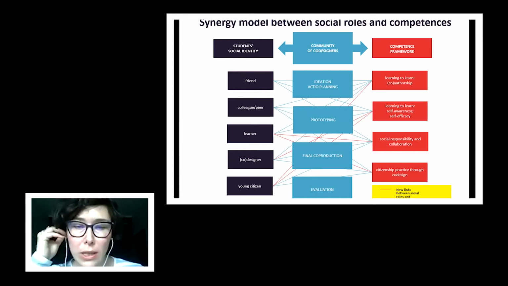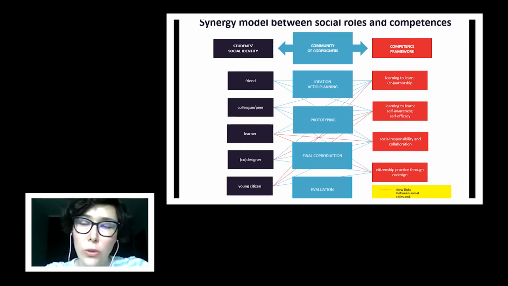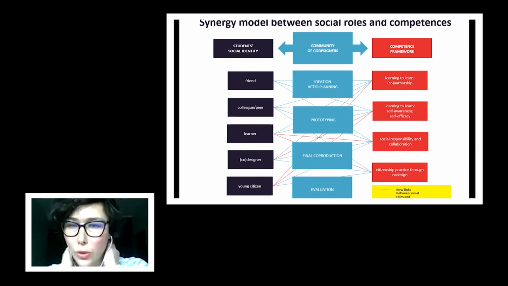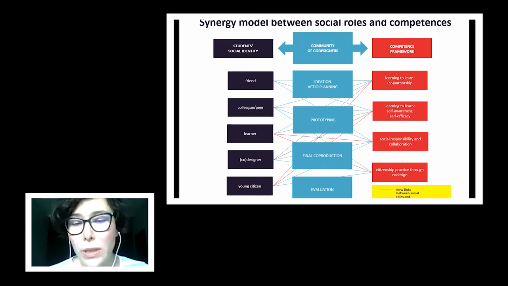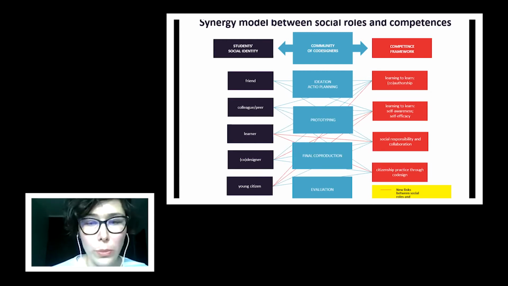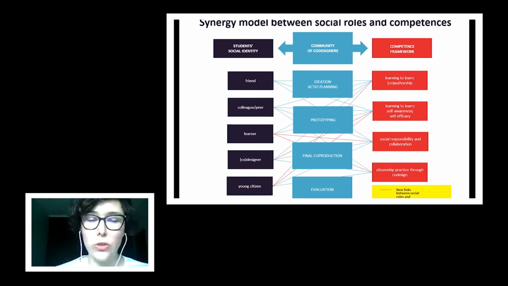So in this process, they observed these characteristics, and doing the role of a citizen meant also learning about themselves and building their own self-efficacy. And from the role of learner, they also observed the role of learner/student. They also observed that they can have social responsibility and collaboration skills involved, and that they can make their own citizenship practice through co-design.